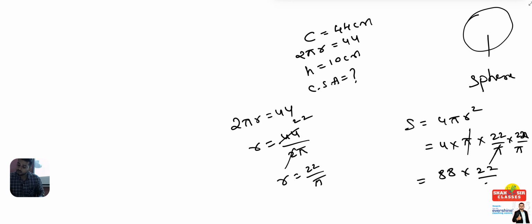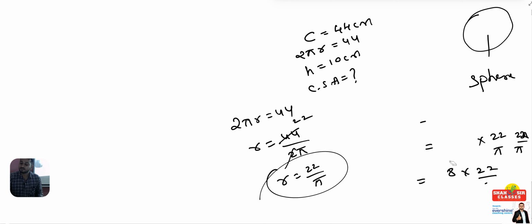1 minute. So 2 pi r is equal to 44. Correct. So r is equal to 44 by 2 pi, which is 22 by pi. That is the radius. Let me solve once again.